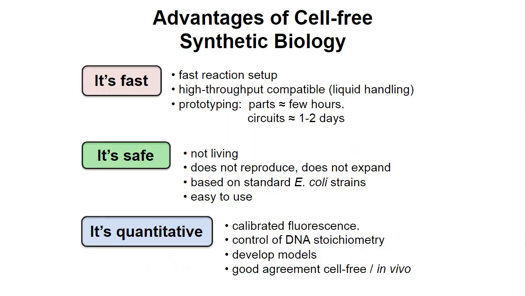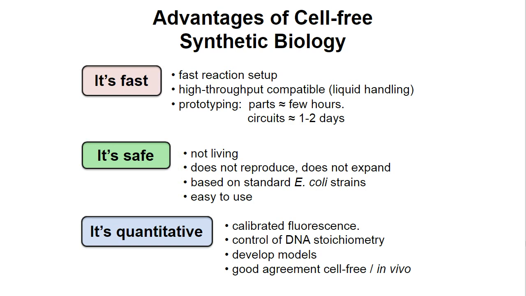What are the advantages of cell-free synthetic biology using TXTL systems? The first one is the speed. Cell-free gene expression is a very fast experimental environment. The setup of the reaction is fast. It's compatible with high throughput equipment, as you are going to see in this webinar. And it's very useful to prototype very rapidly DNA parts and DNA circuits. For parts, it takes just a few hours, and gene circuits can be prototyped, or if you like, characterized in a couple of days, compared to weeks using a living chassis.